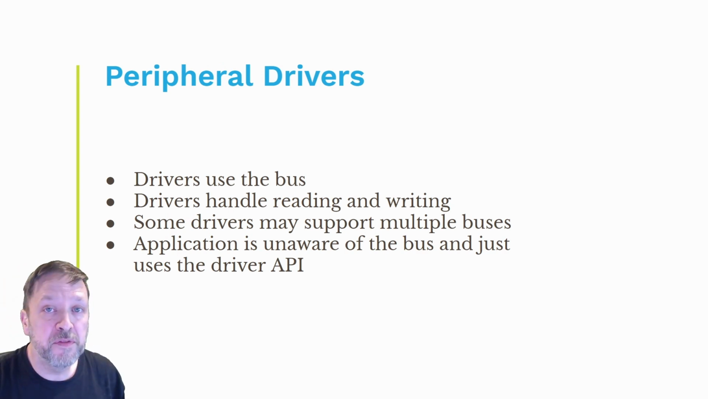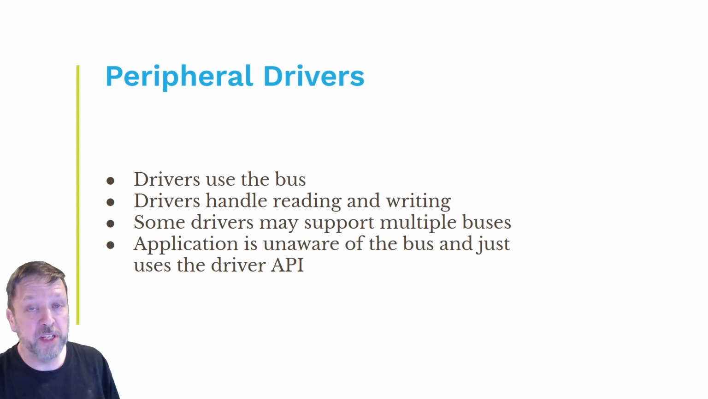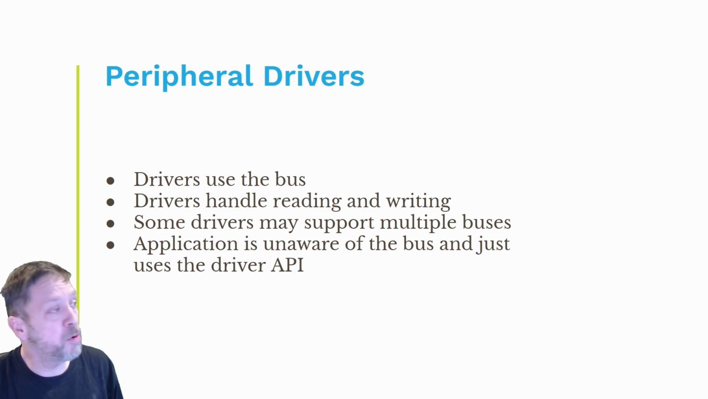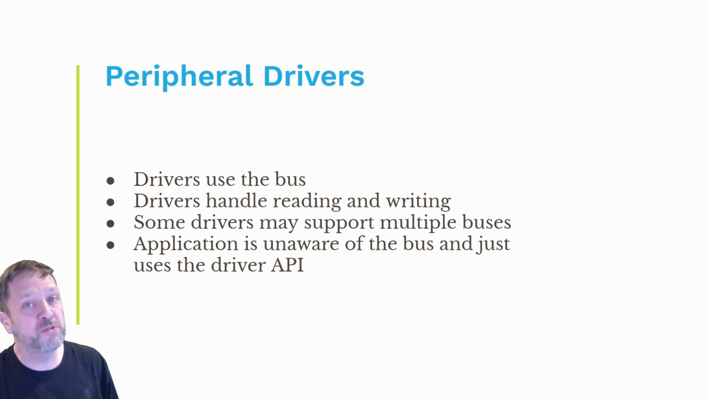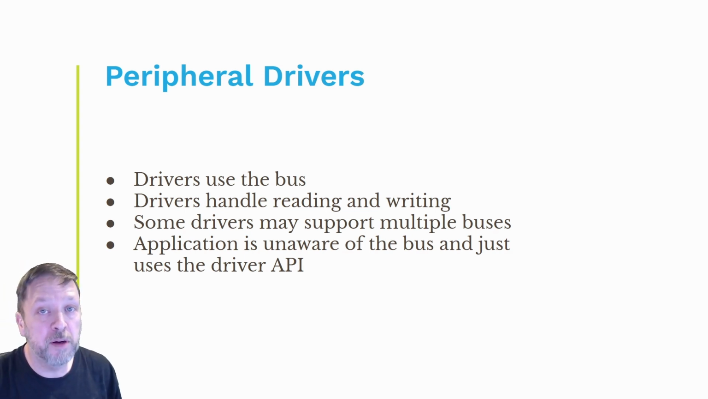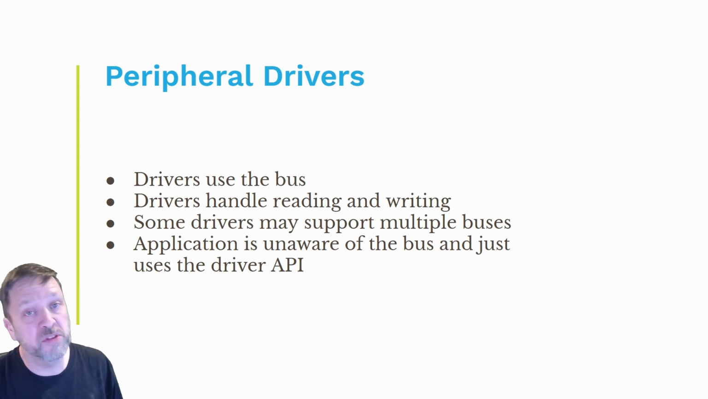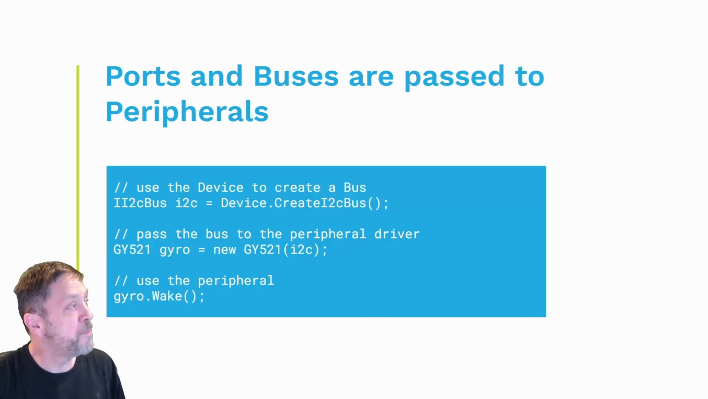So how does this affect our peripheral drivers? We've got a whole bunch of drivers in Meadow Foundation, but you may want to create your own for some peripheral we do not yet support. So a driver will use this bus, and the idea is that the driver handles reading and writing data to and from the bus and abstracts that reading and writing into more friendly APIs that an application can use in order to get data from the peripheral or send commands to the peripheral.